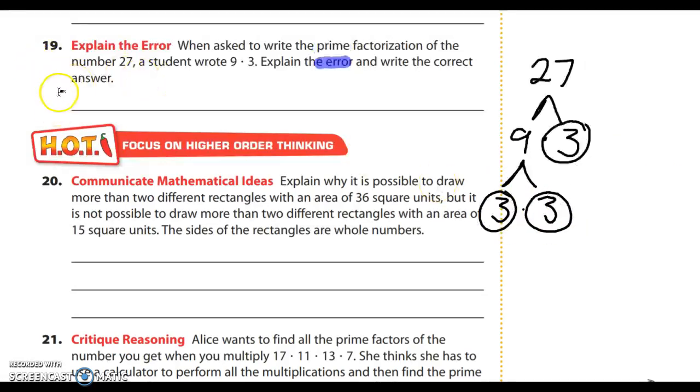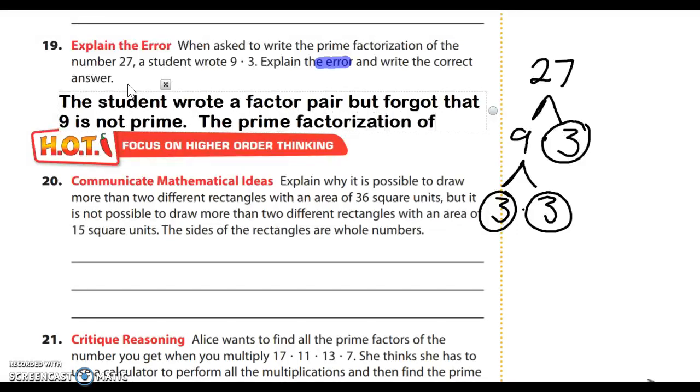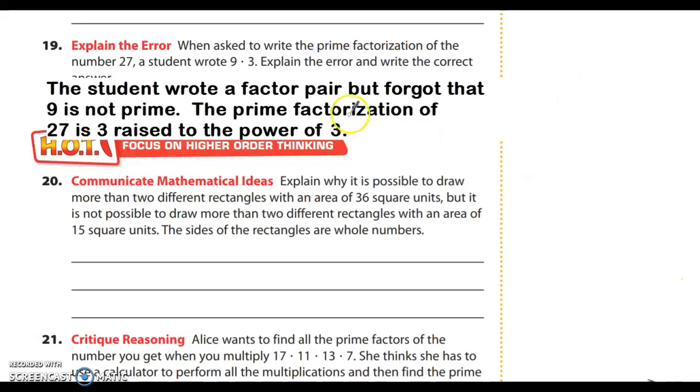The student wrote a factor pair, but forgot that 9 is not prime. The prime factorization of 27 is 3 raised to the power of 3. And if you want to just write that, I can't type that in so good, but if you'd rather write this, you could type this in as 3 to the 3rd power. Okay, moving on. Good work.